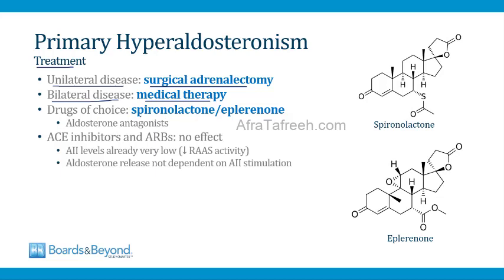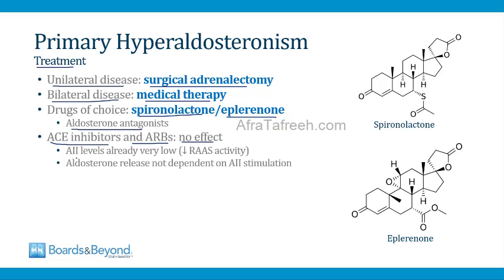The drugs of choice are spironolactone or eplerenone. Both of these drugs are aldosterone antagonists, and they will block the effects of high aldosterone levels. Incidentally, if you try to use ACE inhibitors or angiotensin receptor blockers, those will have no effect in these patients.